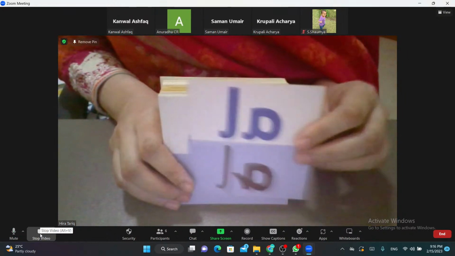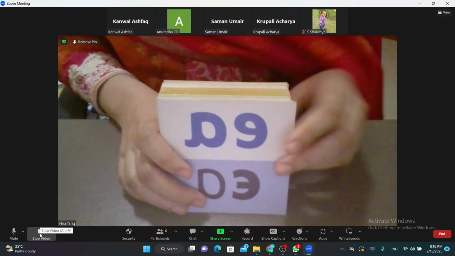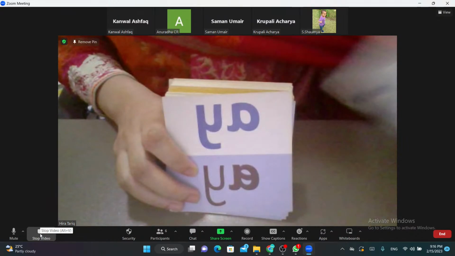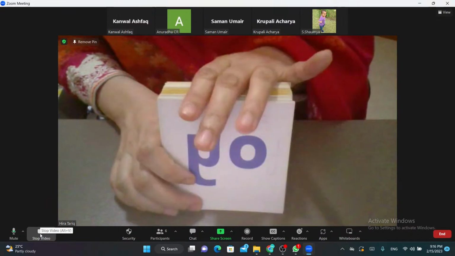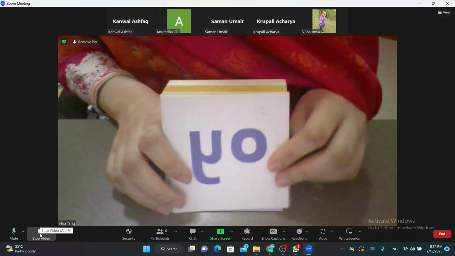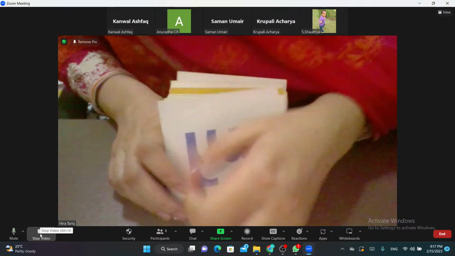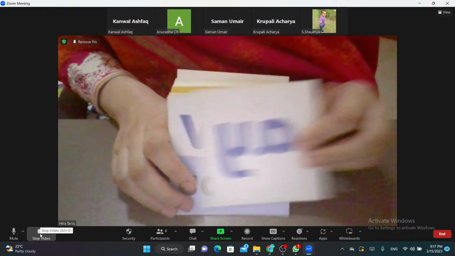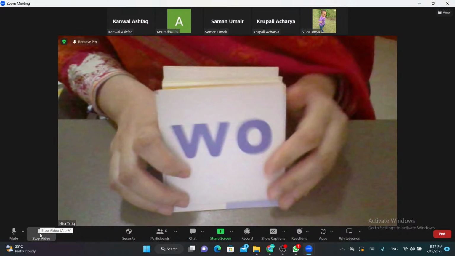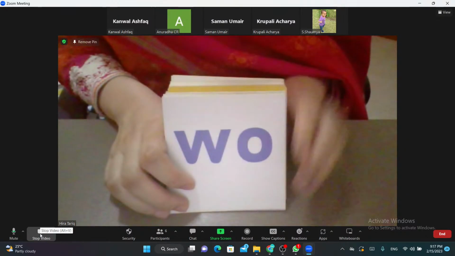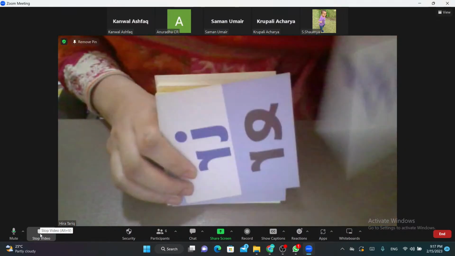Okay, sound please. Or. Oi. When you show this, you need to ask, where do we use it? Oi, at the end of the word. Good. Sound A, please. Where do we use it? At the end of the word. Sound please, both sounds. O and ow. O and ow. Good.